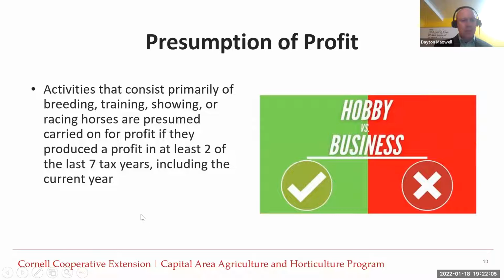And if you're in the horse business, breeding, training, showing, in order to be considered a business, you have to show a profit in 2 of the last 7 years. So the rules are a little less stringent for horse breeding, training, showing, or racing in order to be considered a business.